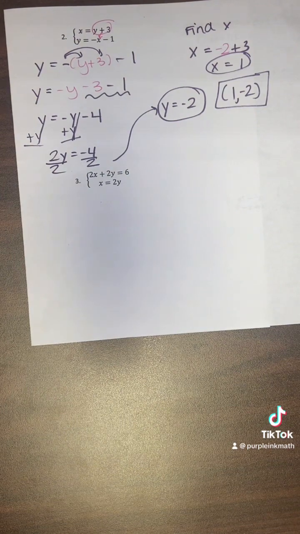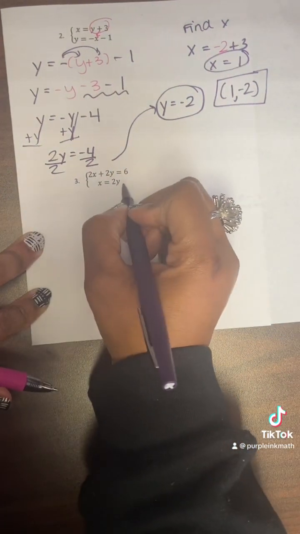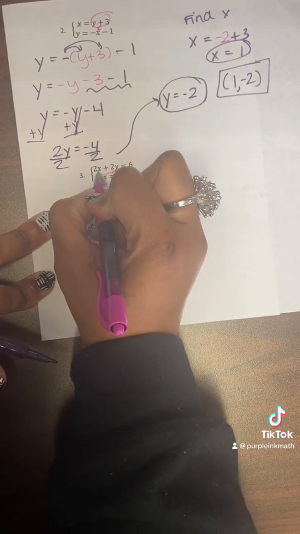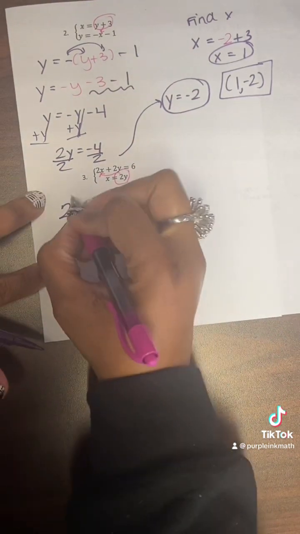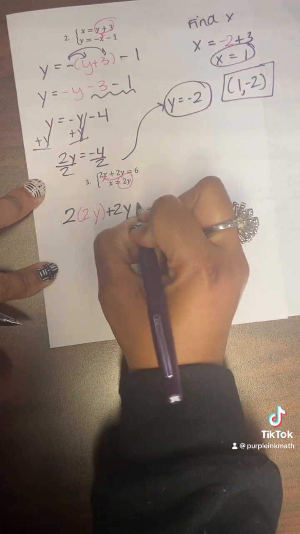So in the last example, I have 2x plus 2y is equal to 6. X is equal to 2y. So I'm going to substitute because they told me x is equal to 2y. So they're telling me x is 2y. So I'm going to plug that in there. I'm going to substitute that. So I have 2 times 2y plus 2y is equal to 6.